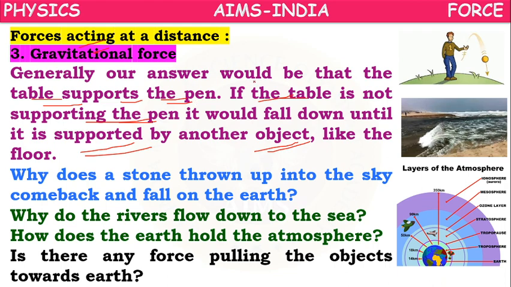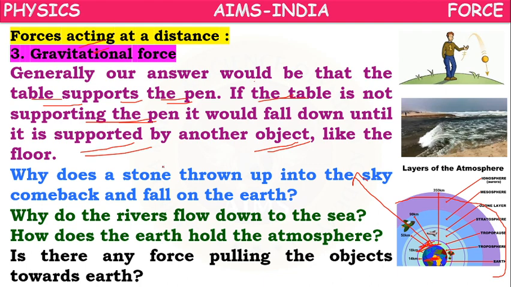If the table is not supporting the pen, it will fall down until it is supported by another object. Suppose from the table, it falls onto the floor. From the floor, it is not going into the earth. Why? Because the floor is stopping the pen. Earth will be like this circle, having so many layers. The pen on the surface of the earth is not going to the middle of the earth, because the floor is stopping the pen.